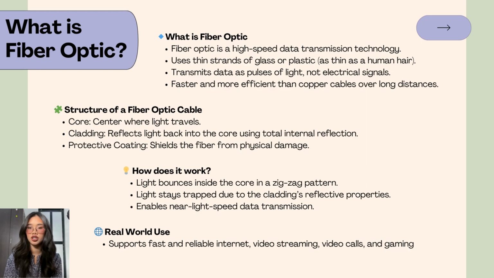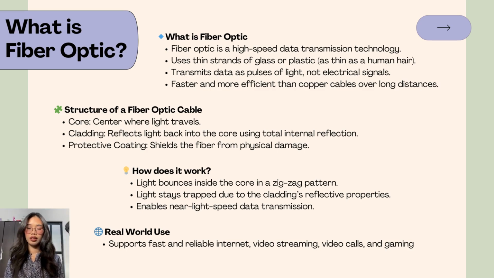Moving on to the structure of a fiber optic cable. A fiber optic cable has three main parts. The core is the center where the light travels. The surrounding of the core is called cladding, which reflects light back into the core through a process called total internal reflection. And finally, there's a protective coating which shields the cable from physical damage.